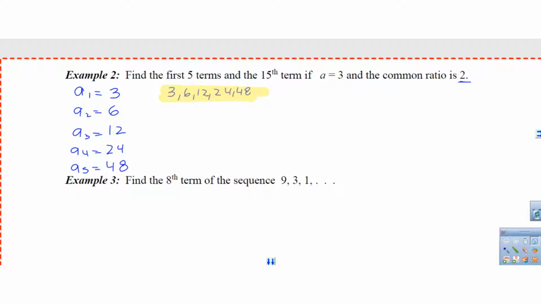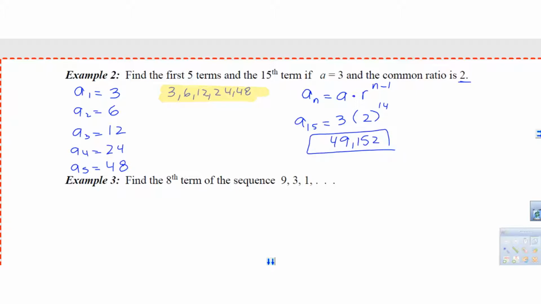Okay, 15th term. Your formula for a specific term for geometric is A sub n equals A times R to the n minus 1. So A sub 15 is the first term, which is a 3, times, in parentheses, a 2, raised to the 15 minus 1, which is 14. Grab your calculator and go 3, parentheses 2, close it off, raise it to the 14th, and you get 49,152, and we're done.